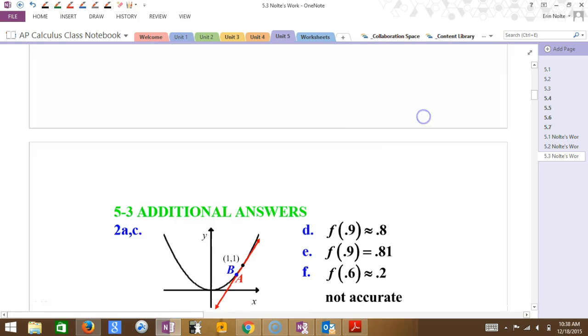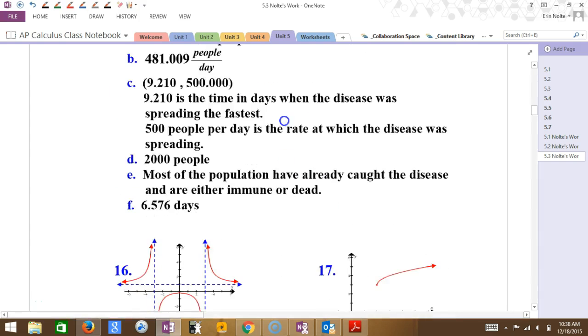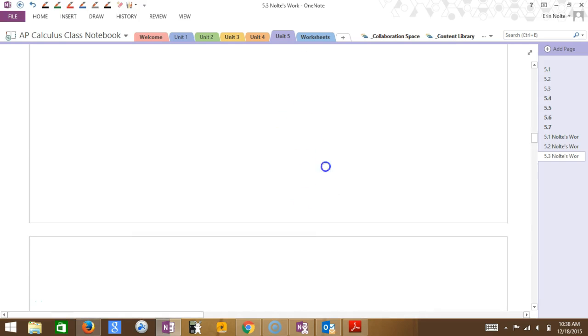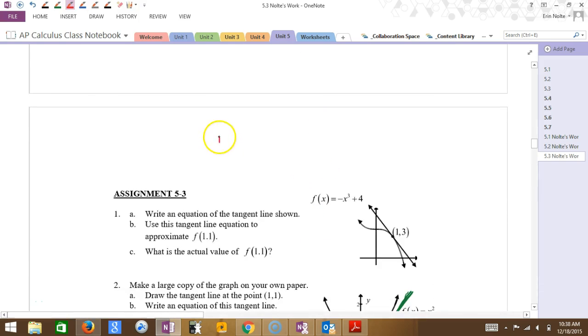Okay, so what I want you guys to do for your assignment is to do 1 through 5. I'd like you to have 1 through 5 completed when you come to class on Tuesday. Okay?